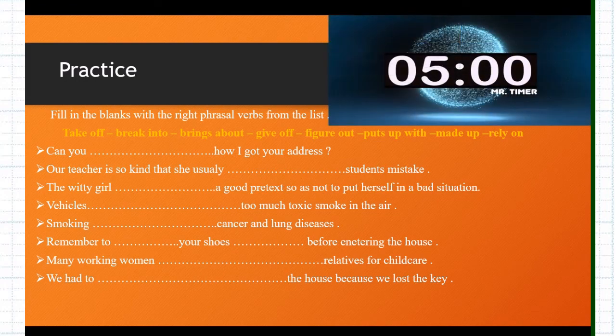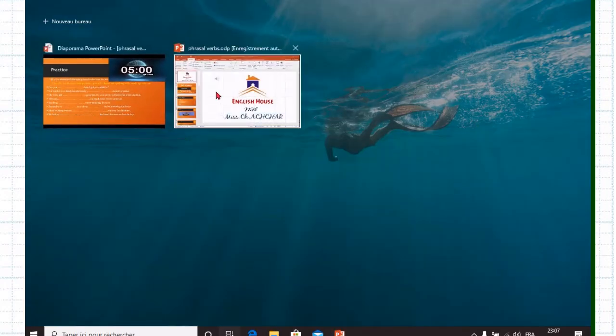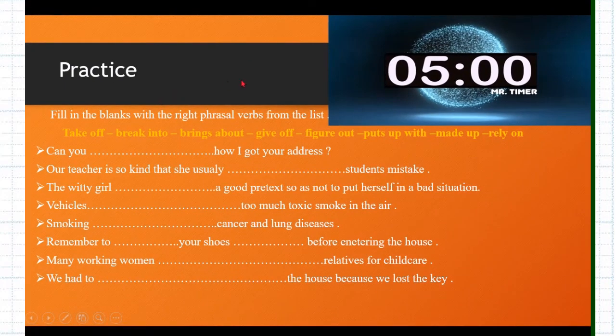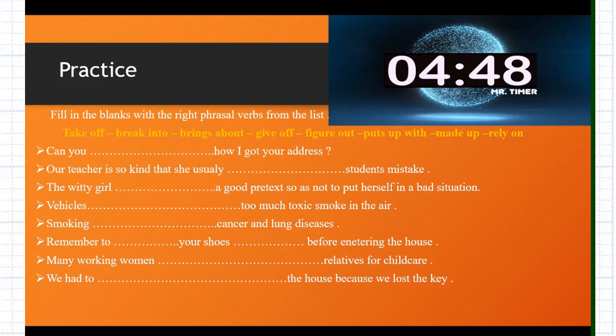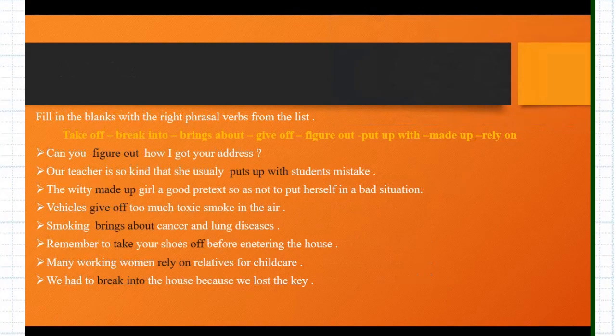Now try to set your timer for 5 minutes and let's compare what you have done with the correction. So when time is up, try to compare what you have done with the correction.